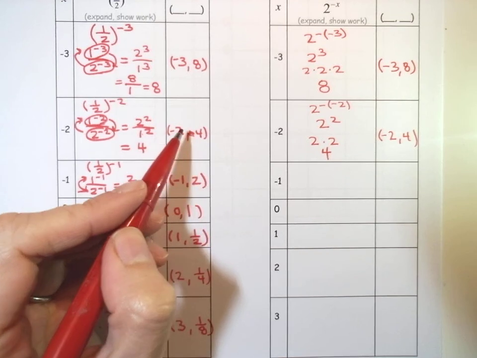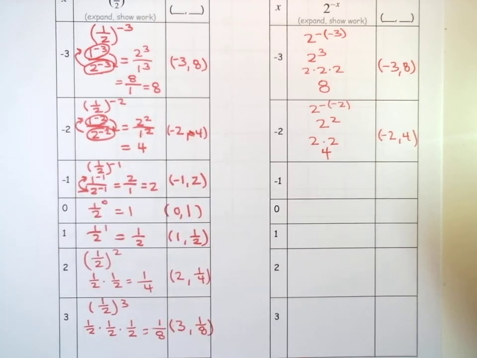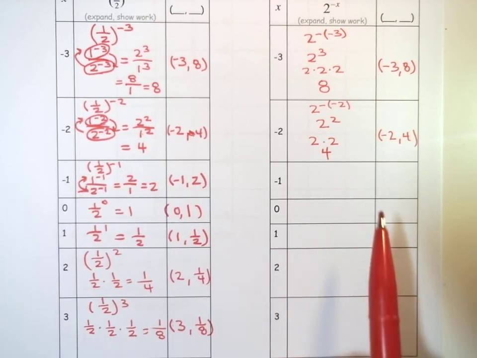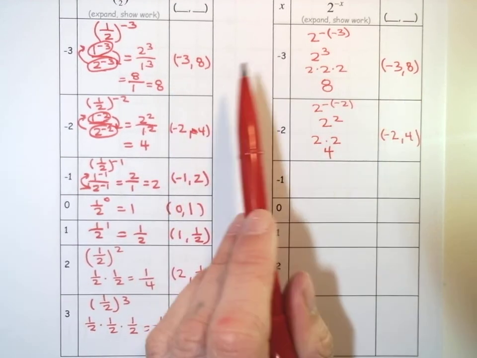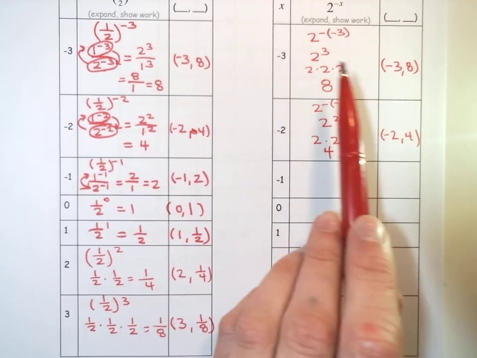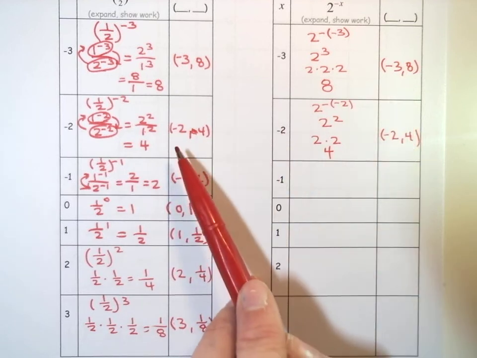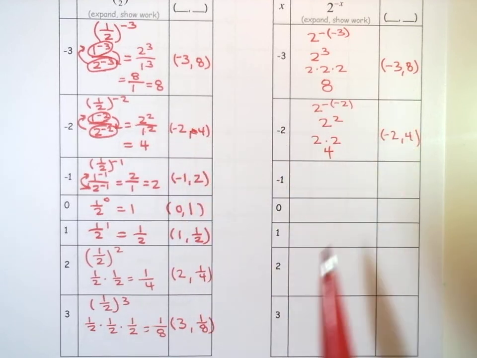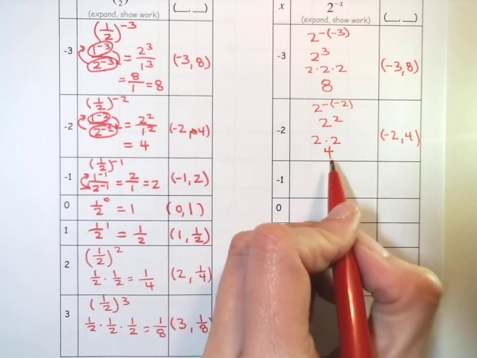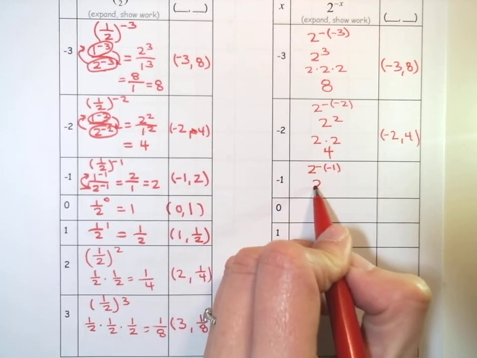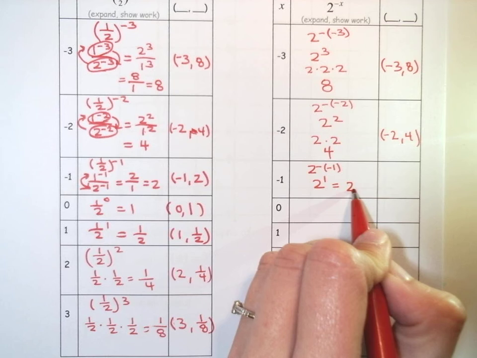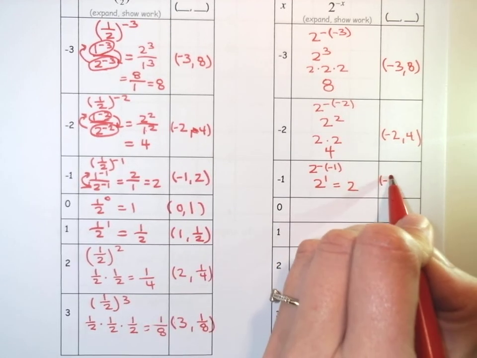Did I write a negative? That should not be a negative. It's a +4. That looked confusing. So we should start noticing a trend here. This one's -3, and this one's -3. This one is -2, and this one is -2. See if our pattern continues. If we have 2 to the -1 power, it just becomes 2 to the 1st power, which is 2, just like we had here.